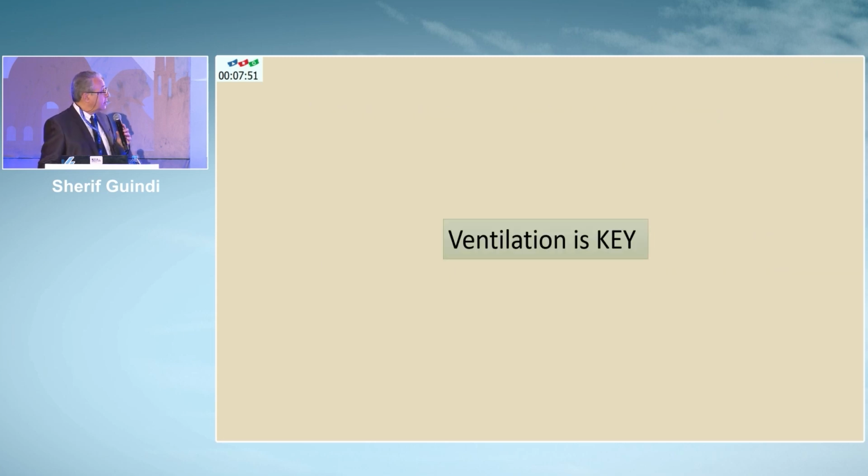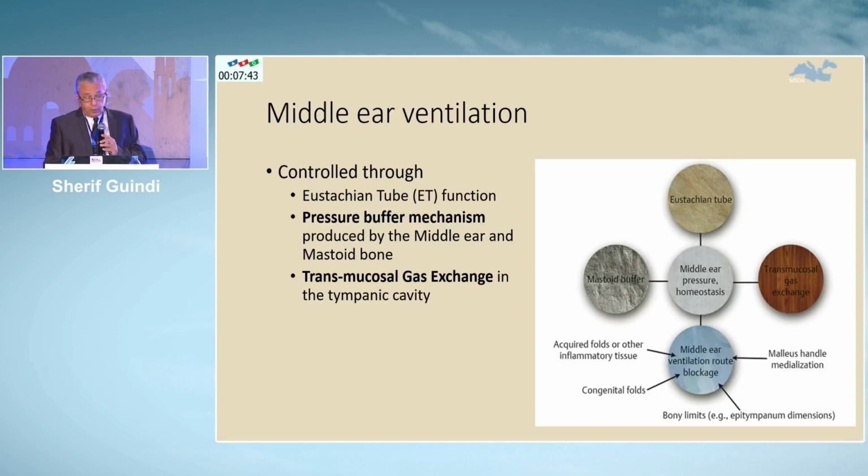So as we all know, ventilation is the key. Any problem with the Eustachian tube, we have problems in the middle ear. So we will see how we should address these, but the middle ear ventilation is controlled through the Eustachian tube function, through a pressure buffer mechanism, which is produced by the middle ear and the mastoid bone, and through transmucosal gas exchange in the tympanic cavity.